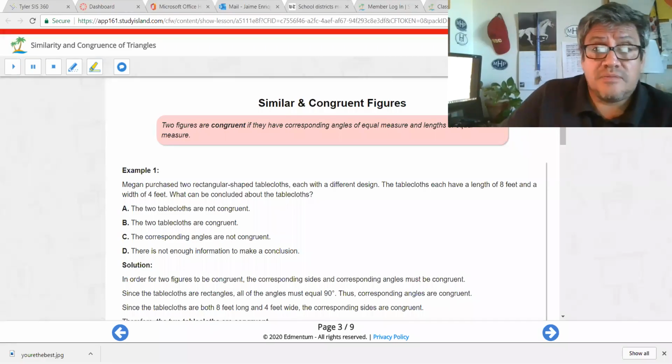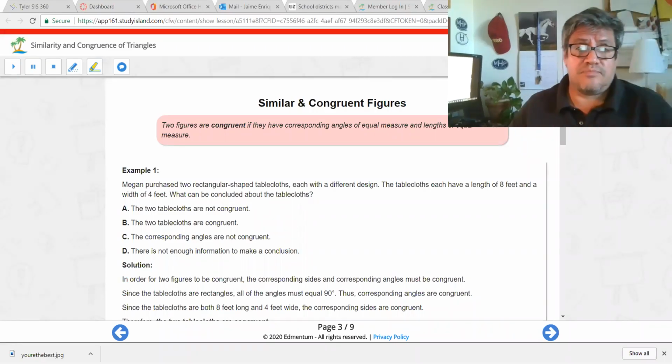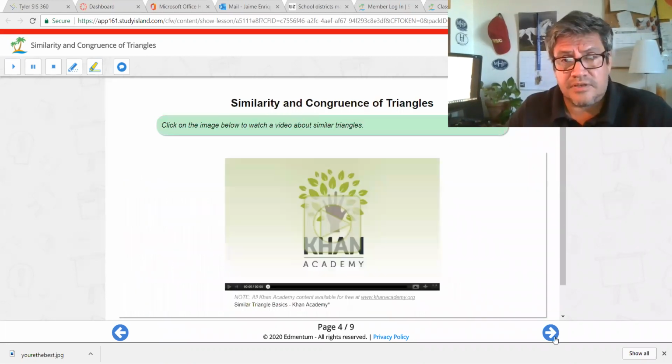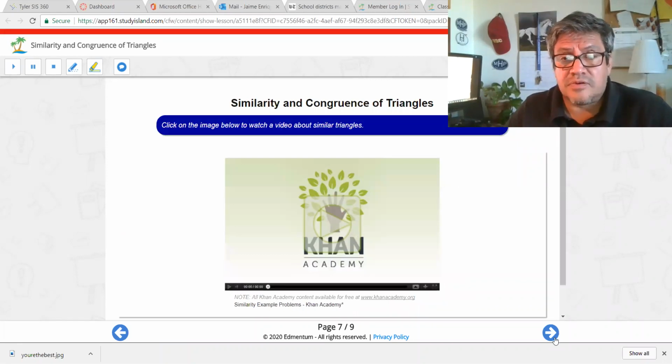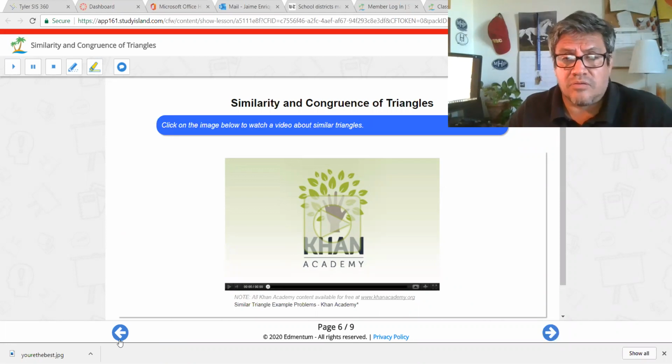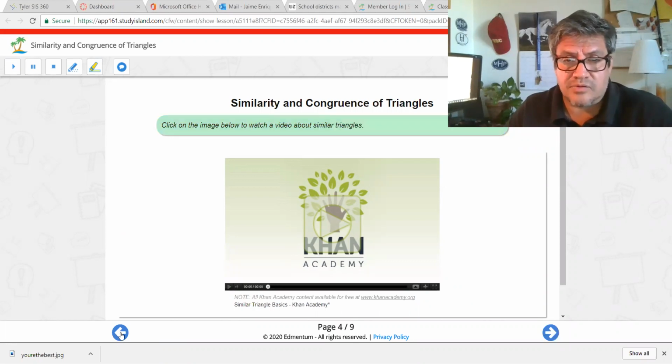Okay, in this section, part 3 of 4B, Similarity and Congruence of Triangles. This is the third page. Even though it says it goes to pages 1 through 9, if you look at pages 6 through 9, these are all video links, which I have included in your Canvas for you to look at. So that part you are doing on your own.